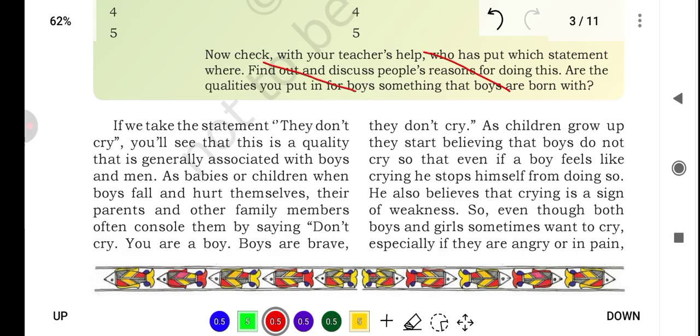If we take the statement they don't cry, you will see that this is a quality that is generally associated with boys and men. As babies or children, when boys fall and hurt themselves, their parents and other family members often console them by saying, "Don't cry, you are a boy. Boys are brave, they don't cry." As children grow up, they start believing that boys do not cry, so that even if a boy feels like crying, he stops himself from doing so. He also believes that crying is a sign of weakness. So even though both boys and girls sometimes want to cry, especially if they are angry or in pain.